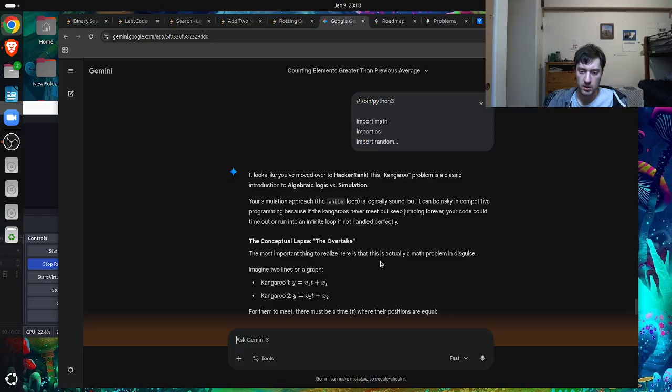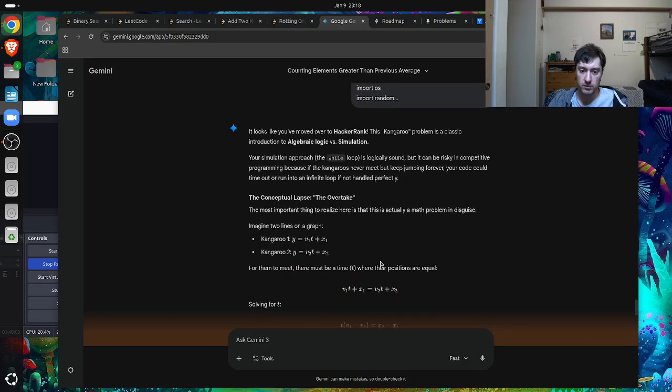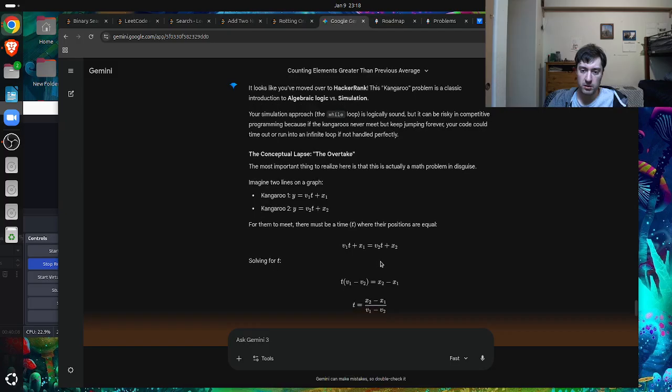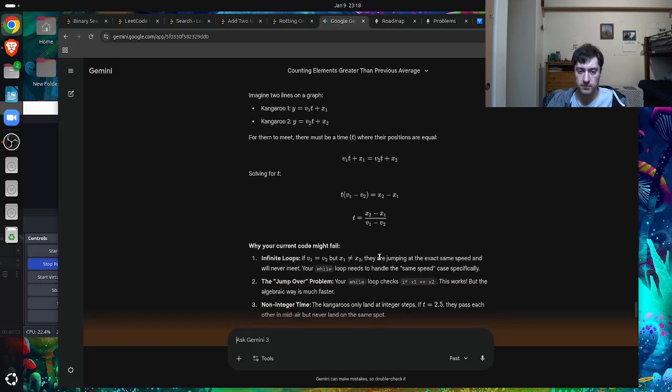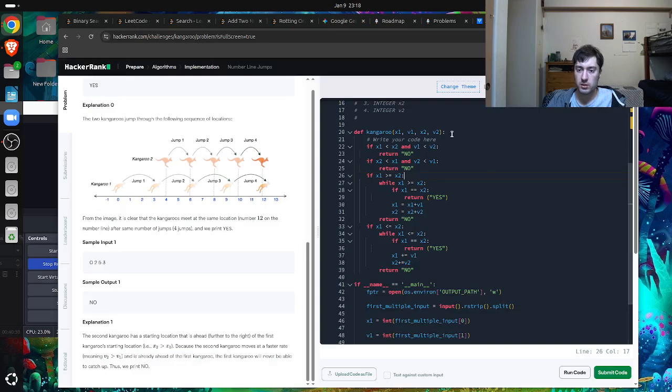To realize is that it's actually a math problem in disguise. Imagine two lines on a graph. For them to meet, the line must be there. Infinite loop. If v1 equals v2, but x1 does not equal x2, they might jump at the exact same speed and never meet. Okay, I should have done that extra test case.